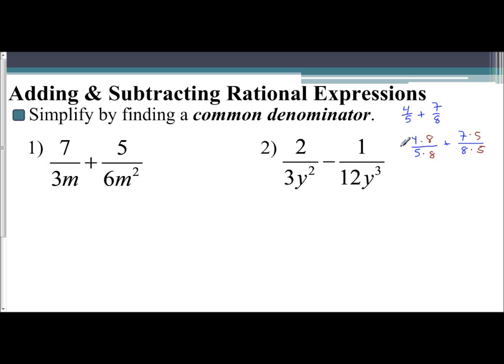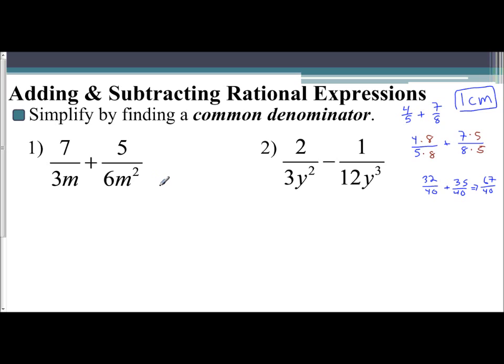So I multiply the top and the bottom by 5. And then when you have your common denominator, which was 40, we have 32 over 40 plus 35 over 40. That's going to give us 67 over 40 for our answer. So when you're adding numerically, you find a common denominator. The same thing works with rational expressions. You need to find a common denominator. And what I did was I looked for the least common multiple, the LCM of the denominators, and that's what we do for our rational expressions.